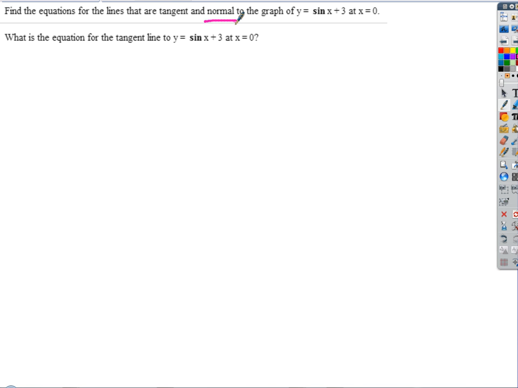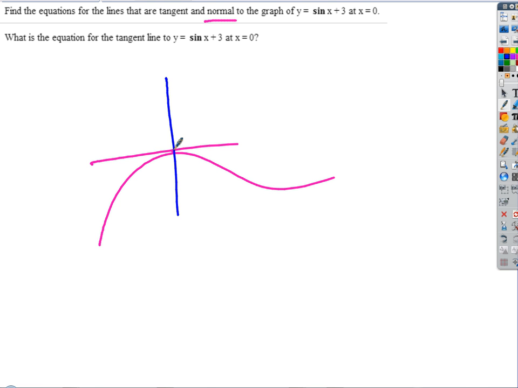Normal's another big time word in math and calculus. Normal just means perpendicular. So if this is my curve, and this is a point of tangency, so there's the tangent line, then this is going to be the normal line. And that's a big word in calculus.